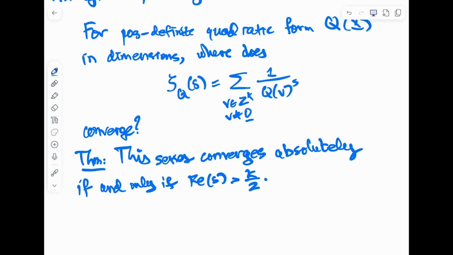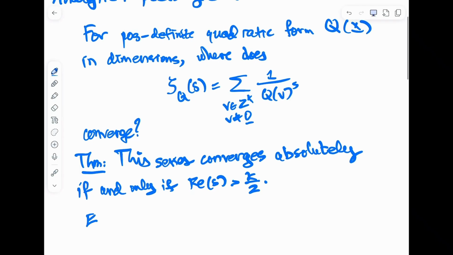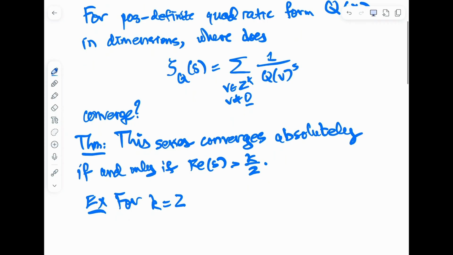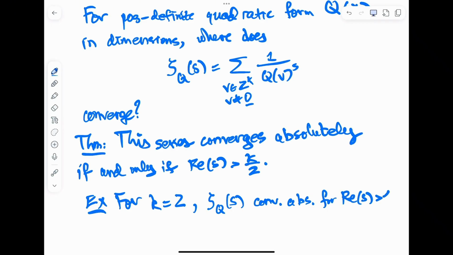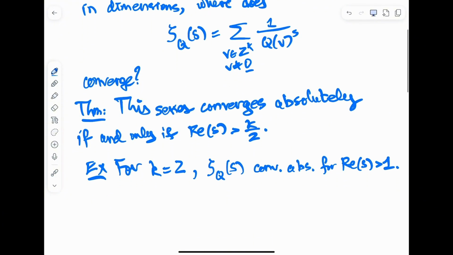So for instance, if you had a binary quadratic form, which was the kind of classical case that people were interested in, it looks like the Riemann zeta function. If you take k equal to 2, you get the half plane real part greater than 1, which is just like the case of the Riemann zeta function. So where does this come from? How do you show something like this?